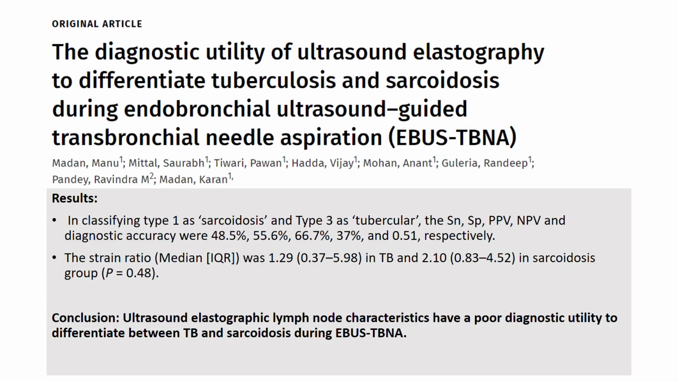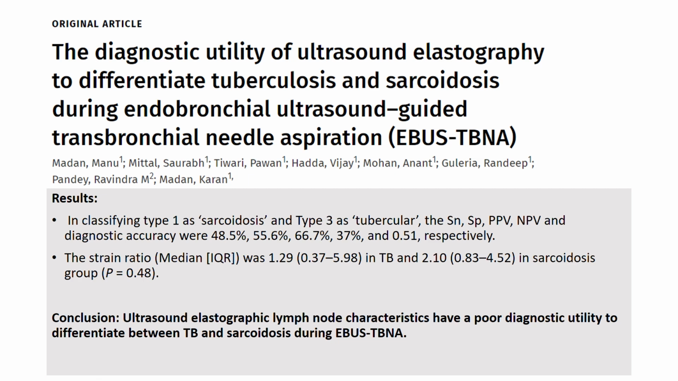In addition to this, in India, the major difference that we see is between tuberculosis and sarcoidosis. So our Indian colleagues have tried to understand whether elastography will be helpful in differentiating a tubercular lymph node from a sarcoidosis lymph node. They tried labeling the type 1 as sarcoidosis and the type 3 pattern as tubercular, and then the sensitivity was only 48%, the specificity was only 55.6%, the negative predictive value was only 66.7%, and the diagnostic accuracy was only 0.51, which means that your color coding cannot clearly differentiate whether you are dealing with a sarcoidosis node or a tubercular lymph node.